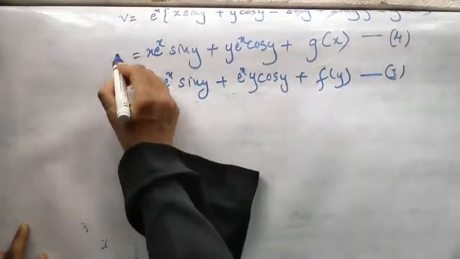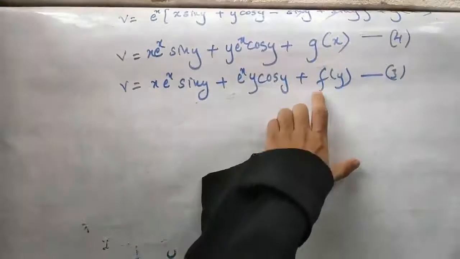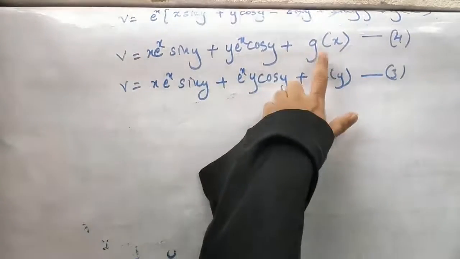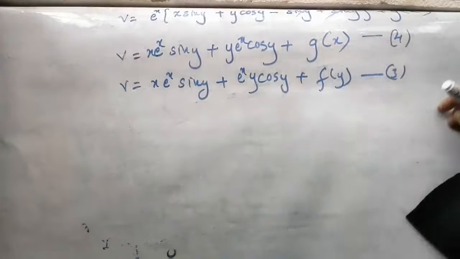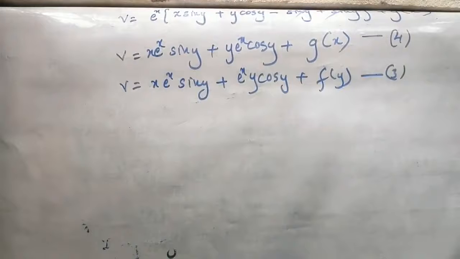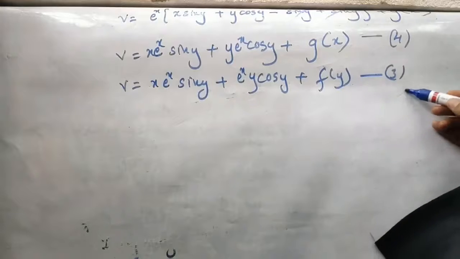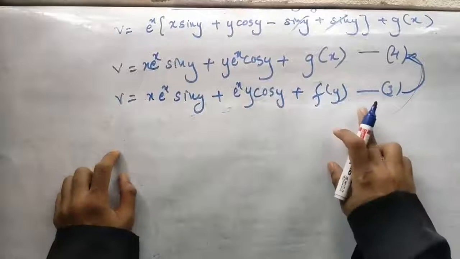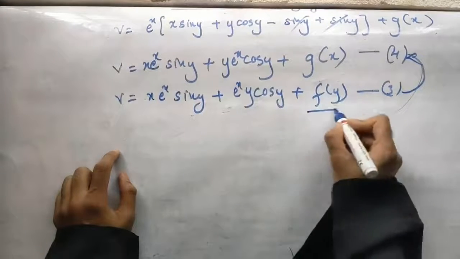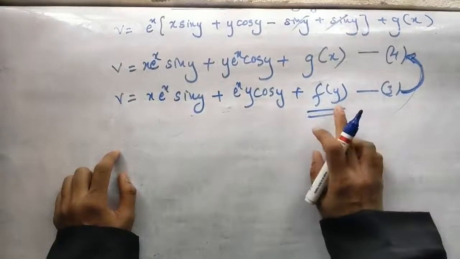Now compare equation 3 and equation 4. The terms in equation 3 and equation 4 are almost exactly the same except this g of x and f of y. To work for g of x, you have to see equation 3, and to work for f of y, you are going to see equation 4. So how do you check to work for f of y? You see equation 4, the next solution of v.